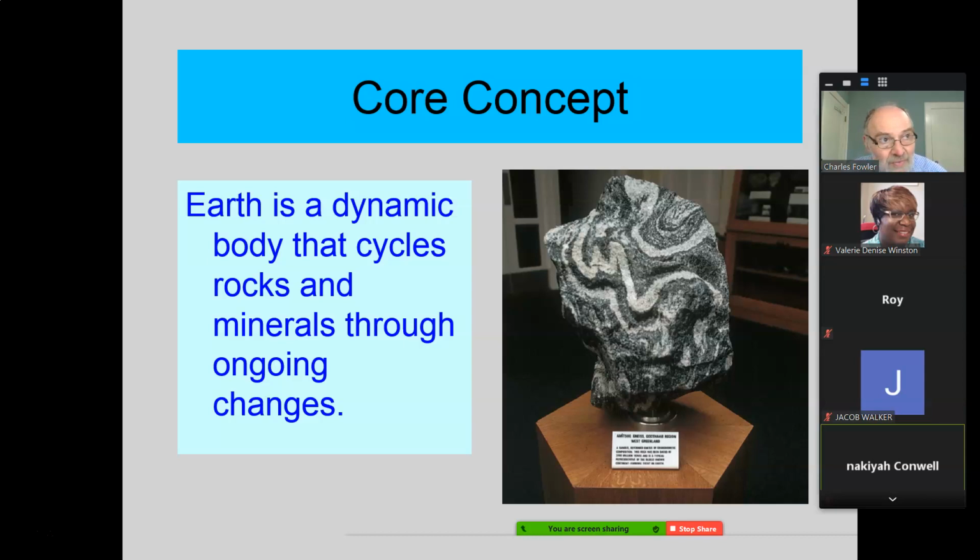This is one called, if I can remember the name, it starts with G, and I cannot remember how to pronounce this. Not an easy name at all. I'll get it in just a second. Well, I thought I would. It is a metamorphic rock. Here it is. Gneiss.